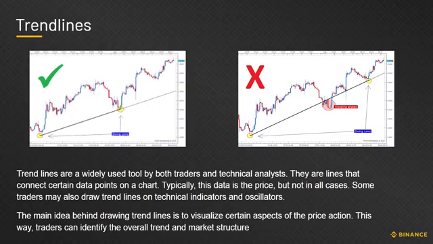We are looking at trend lines, widely used tools. Look at it. They are lines that connect certain data on the chart. You can look at these lines here. Some traders may also draw trend lines on technical indicators and oscillators. The main idea behind drawing trend lines is to visualize certain aspects of the price action. This means traders can identify the overall trends and market structure. You can see it has grown from this side to this side.